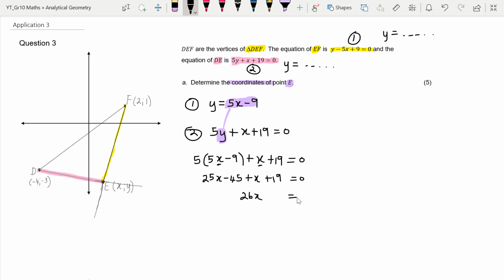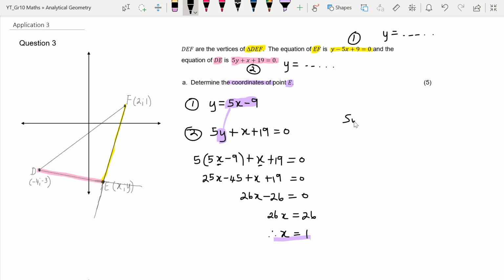If I add 19, that will give me negative 26. And obviously, we can see what the answer is going to be. So x is equal to 1. Nice. So we already know that coordinate E will have an x value of 1. But we are not done. We need to go calculate the value of y.